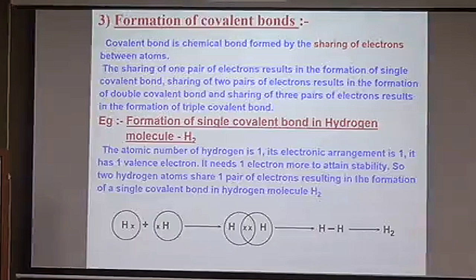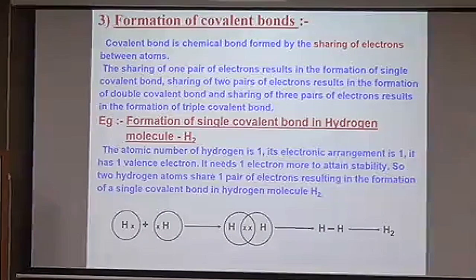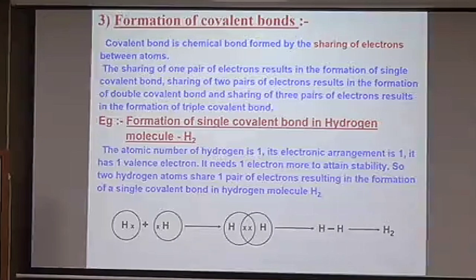Means 3 pairs of electrons are shared by the 2 nitrogen atoms and they get chemically bonded and they form a triple bond. Again, a triple bond which is formed by the sharing of 3 pairs of electrons between 2 atoms. So I hope you all have understood what is a single, double and triple covalent bond.